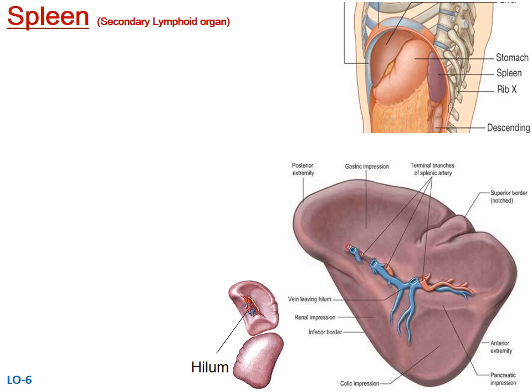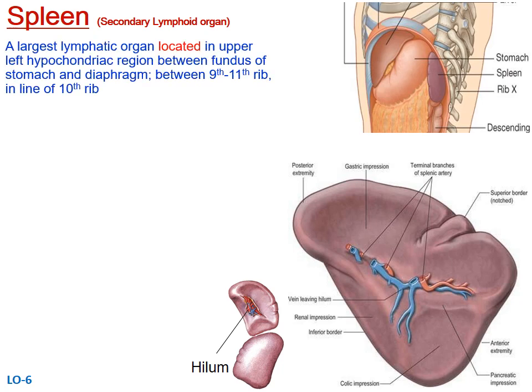Now come to the second. This is a secondary lymphoid organ. One example of a secondary lymphoid organ is the spleen, the largest lymphatic organ, located in the upper left hypochondriac region between the fundus of the stomach and the diaphragm, between the 9th and 11th rib, in line with the 10th rib.